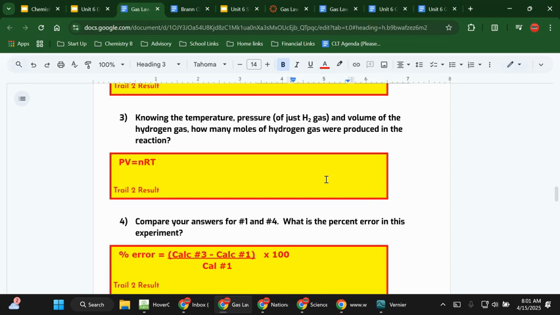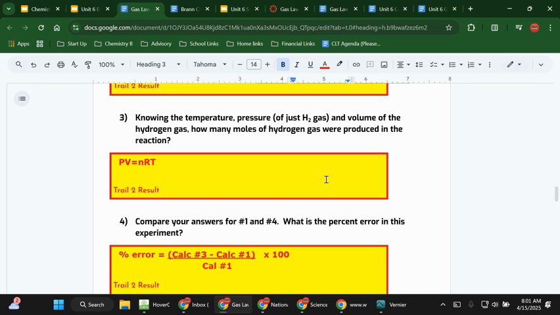So you will take calculation number 3, the moles here, minus calculation number 1. Make sure you do this in parentheses to get the answer first. Then divide it by the same number you used in calculation 1, the moles again. Times 100 will give you a percent error. Remember, we did this before, a percent error calculation. We would like our percent errors to be very what? High or low? Low.